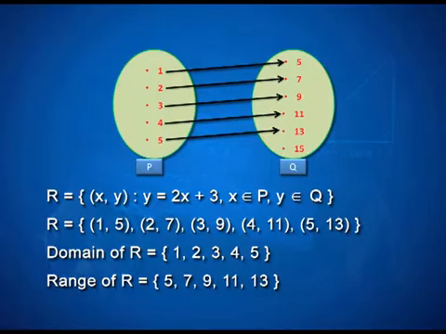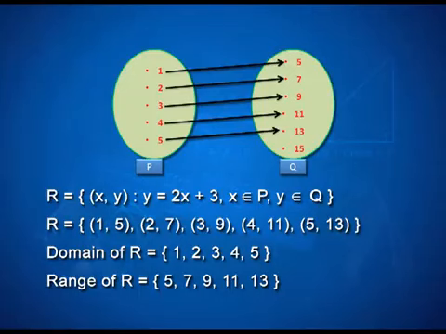Therefore, the domain of R is all elements present in the first position in the ordered pairs, that means 1, 2, 3, 4 and 5. How about the range? We said range is the collection of the images. Each element of the set P had an image in the set Q, and those images put together as a set result in the range, in this case 5, 7, 9, 11 and 13.